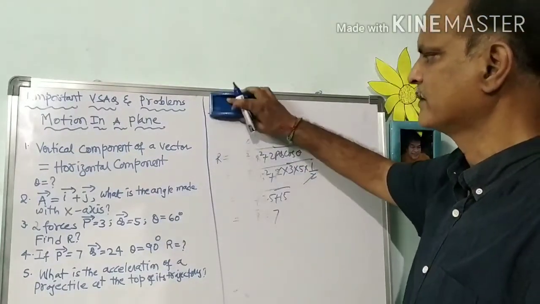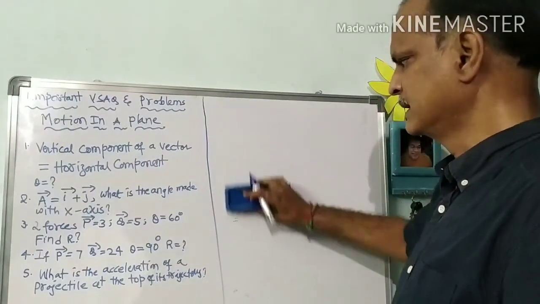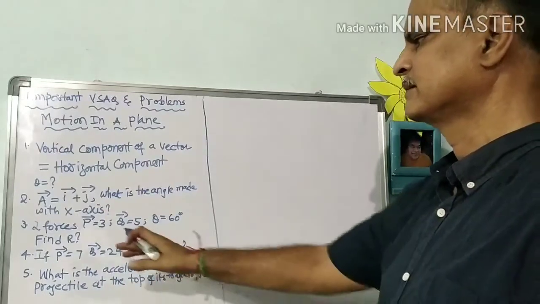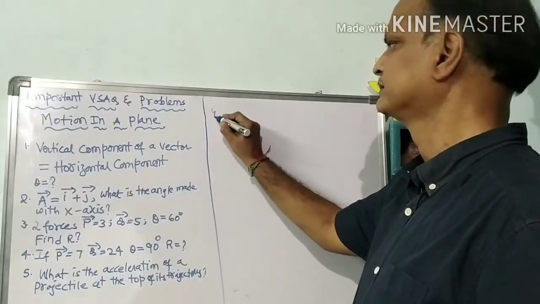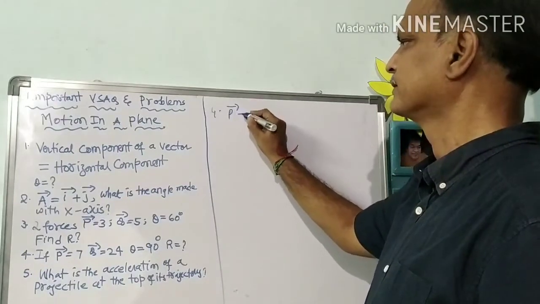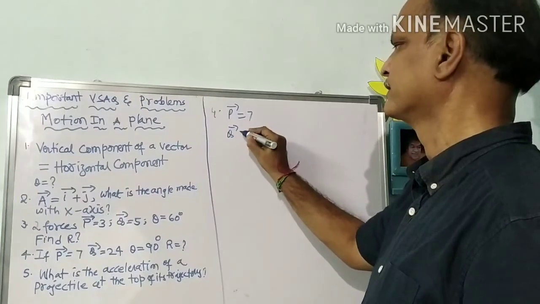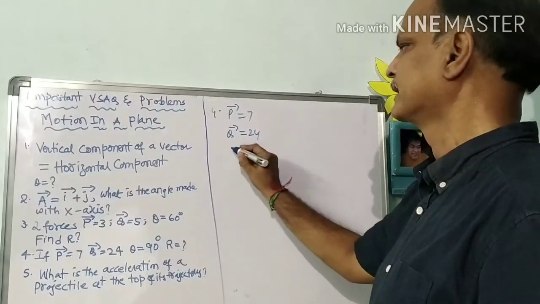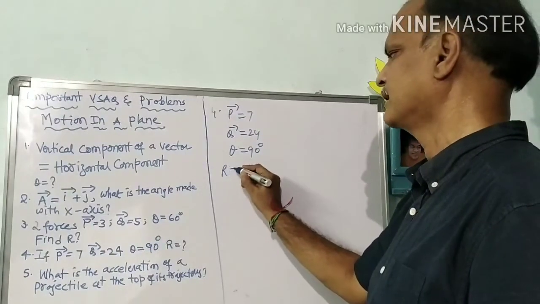And now we go for the fourth one. Here also he says that P bar is equal to 7 units, Q bar is equal to 24 units, theta is equal to 90 degrees. So we have to find the R.